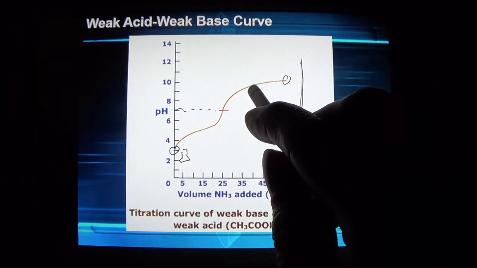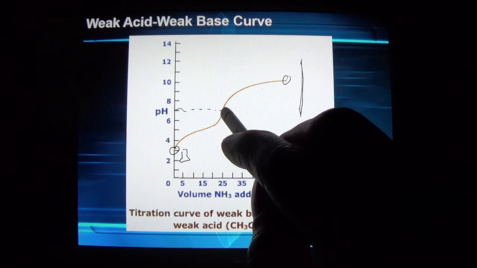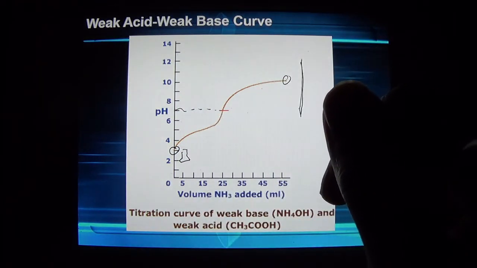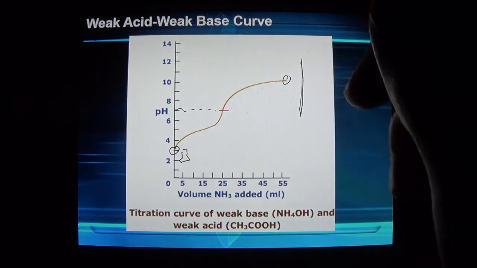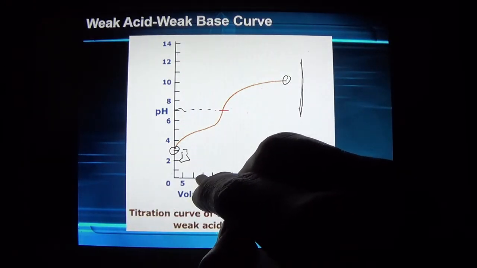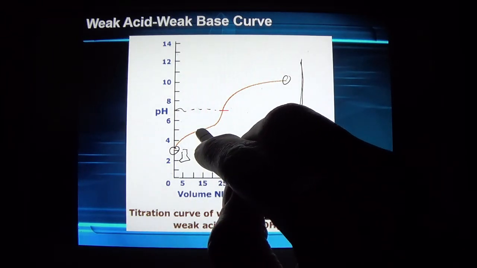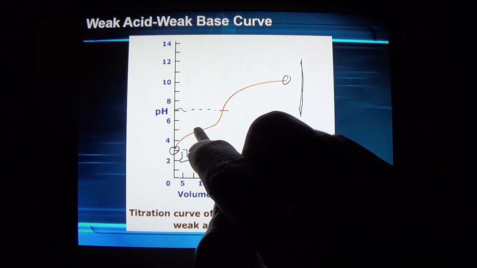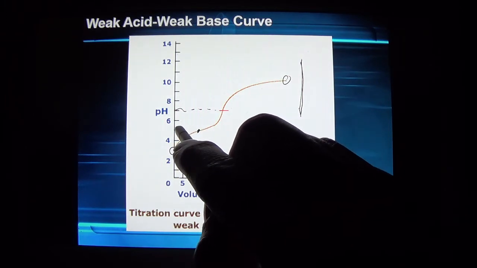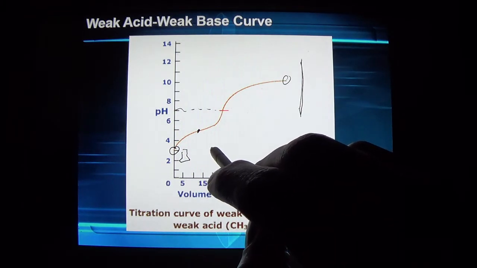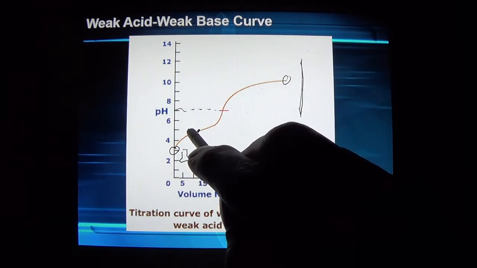If my base was a little stronger, this would be a little higher. If my acid was a little stronger, this would be a little lower. Those are just the little details you can get right off the graph. So those are good things to know. Half equivalence point. Well, it looks like there's 25, so I go to like 10, so 12.5. There's my half equivalence point. And it looks like I have about a pH of 5. So with a pH of 5, my pKa must equal 5, and therefore I can find my Ka. Check this out.